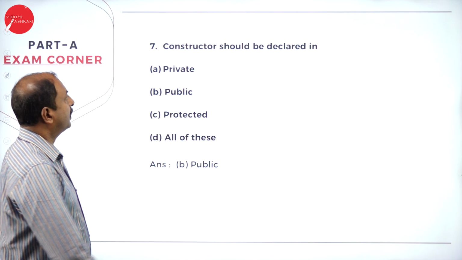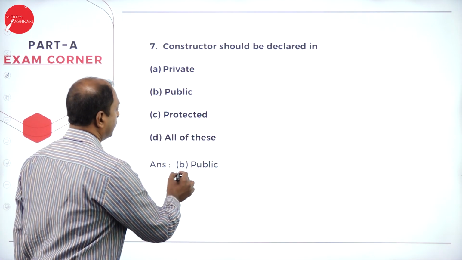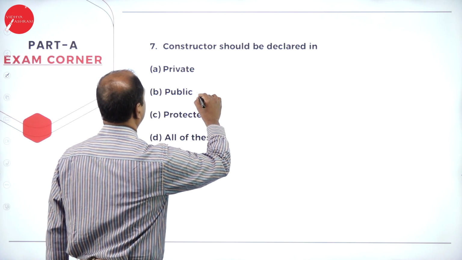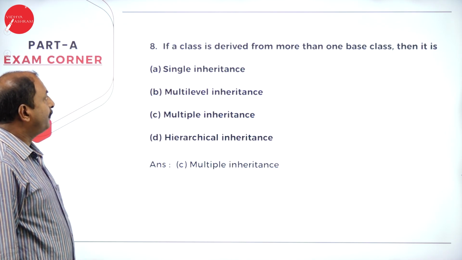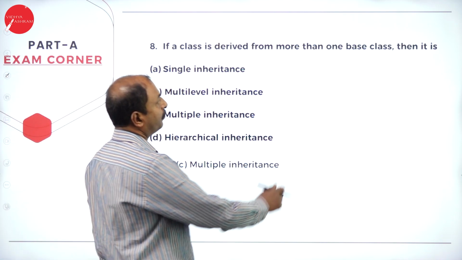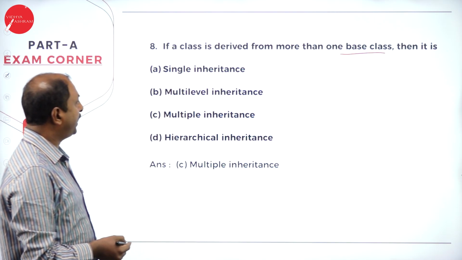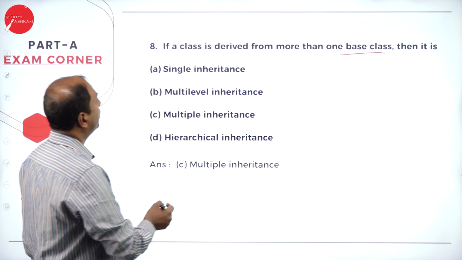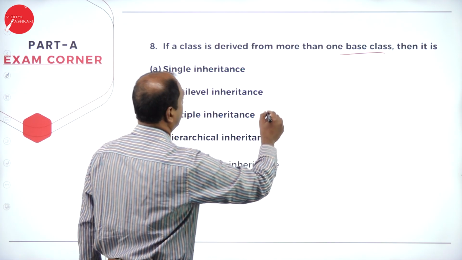Next, seventh one: a constructor should be declared under public. So this is the answer here, under public. Next one: if a class is derived from more than one base class, it is multiple inheritance. So the answer here is multiple inheritance.